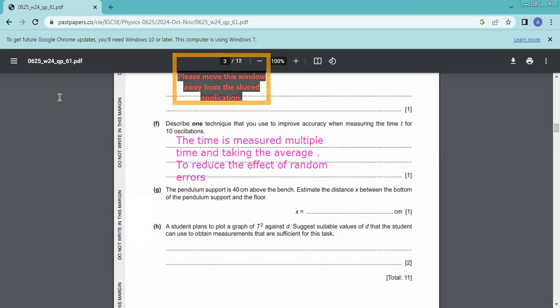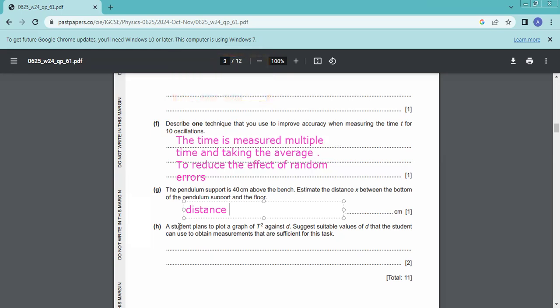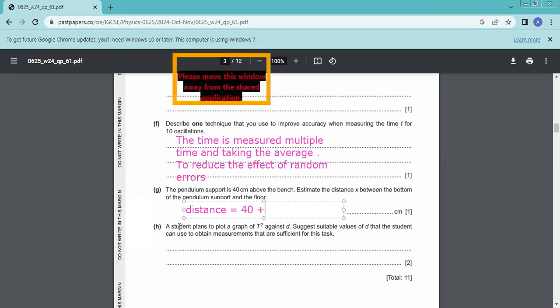We can write the distance between the bottom of the pendulum support and the floor is equal to 40 plus 80, which is equal to 120 centimeters. With the correct unit, it's written 120 centimeters.